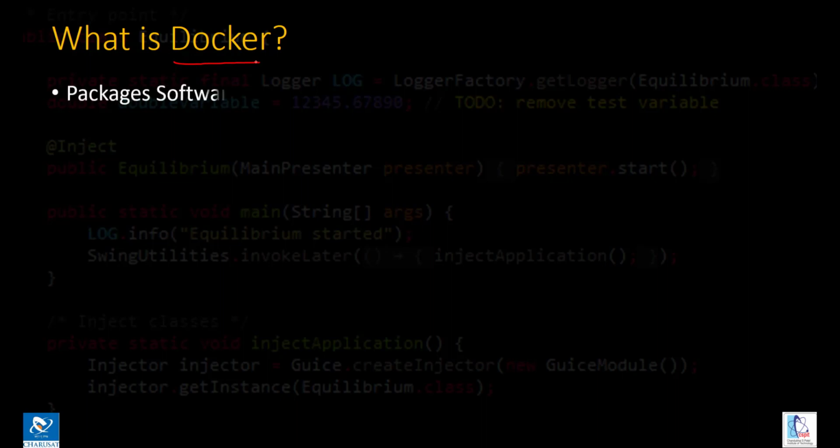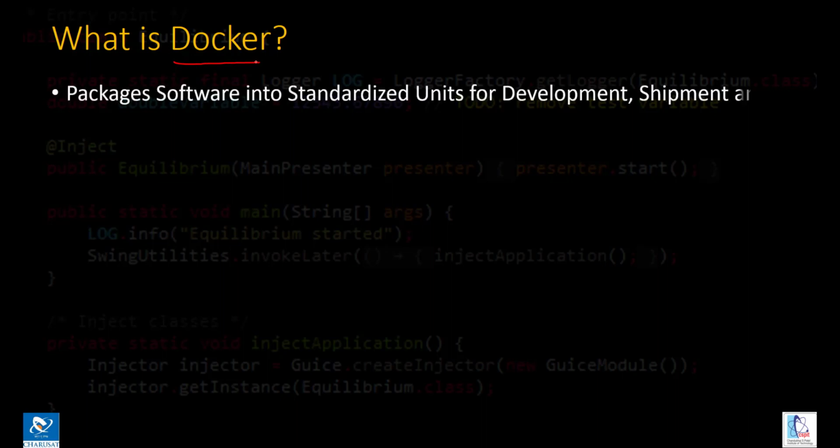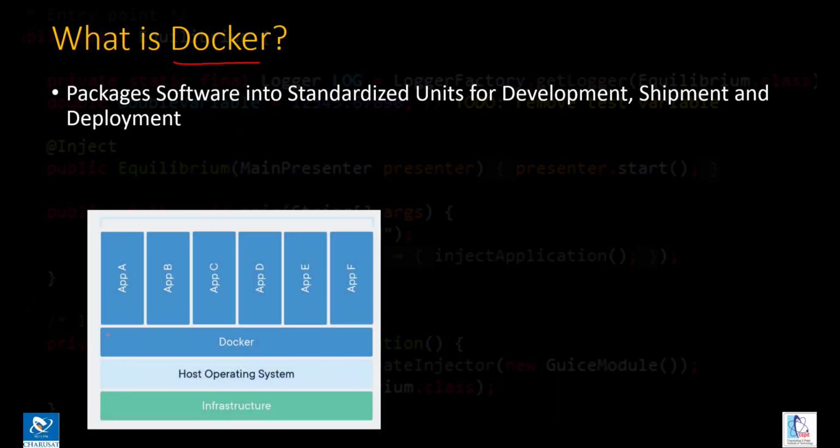So the definition would be like this: Docker packages software into standardized units for development, shipment, and deployment of the application software. It works like this: above the host operating system you would have Docker software running, and this Docker software could have multiple applications running inside it. All these applications would be running separately from each other, which means they are not sharing the process space or the file space.